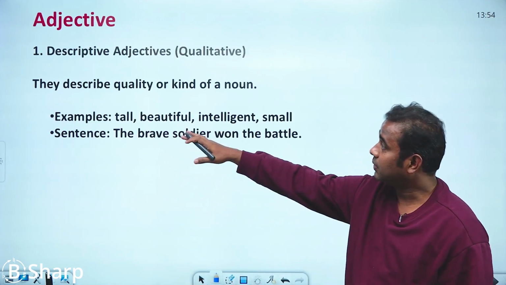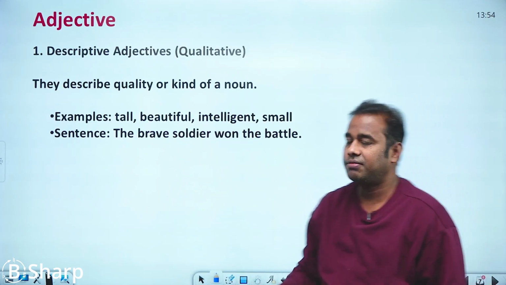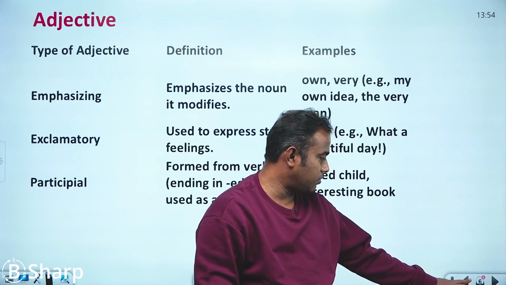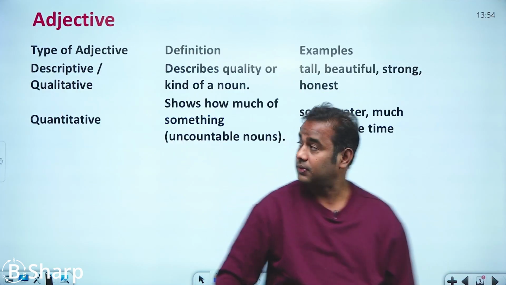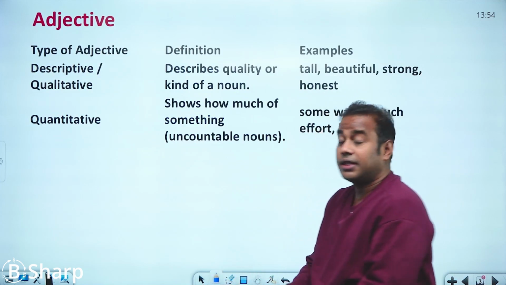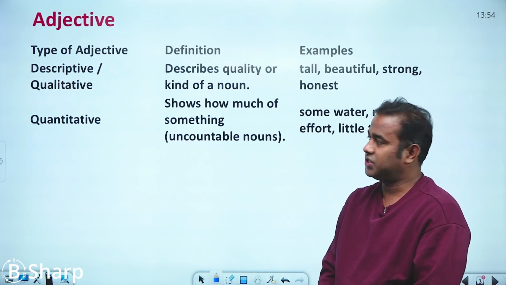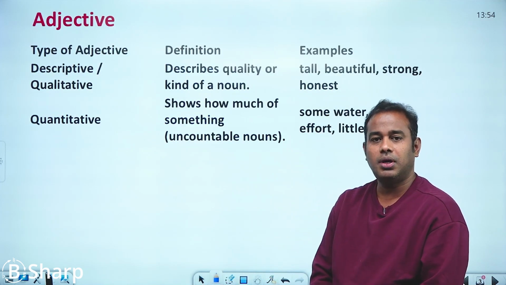Then, so these are the descriptions of those respective things. So let us dive in and have a look at the details here. The types of adjectives. We look at the first variety, that is qualitative and quantitative.